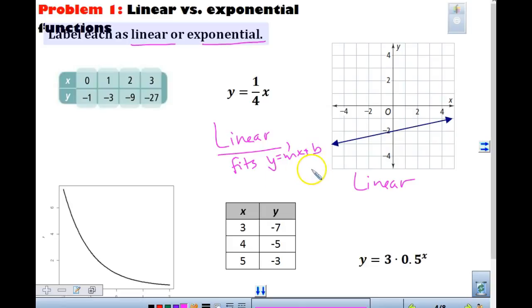It matches that equation. This 1/4 is telling us that as x increases by 1, what's happening? The y increases by 1/4, right? That's what slope tells us. So you could give many other answers for your reason, but in your homework I ask you for a reason, okay? So Samantha, how about this one for linear? Why? It's a straight line. Because it's a straight line, okay?